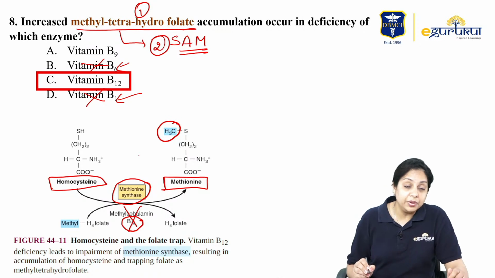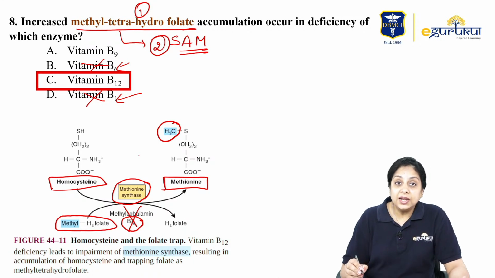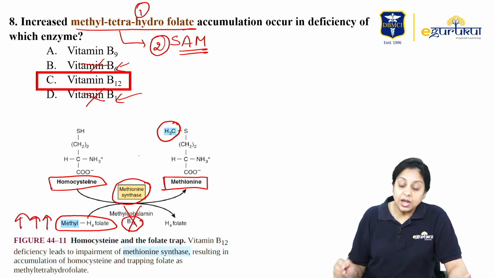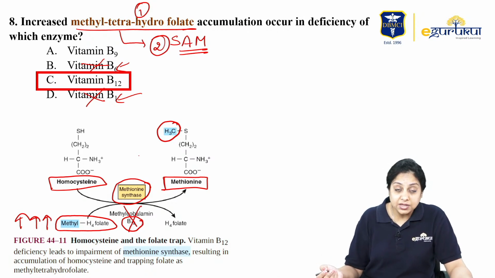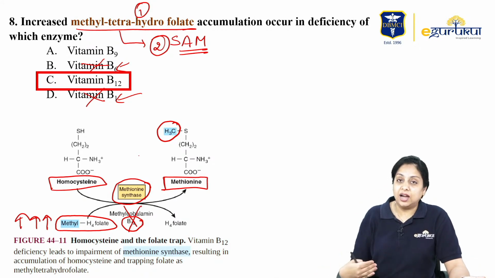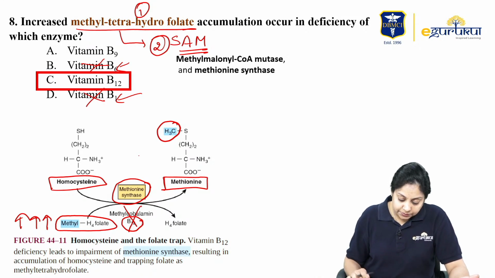And then what will happen? Who is donating this methyl group? This methyl group is donated by methyltetrahydrofolate, right? So if B12 is deficient, there will be an increased level of methyltetrahydrofolate. And this is also known as what? The folate trap. That is a folate trap. And which one? This is not vitamin B9. Vitamin B9 we see afterwards. This is B12. Okay? Very good.